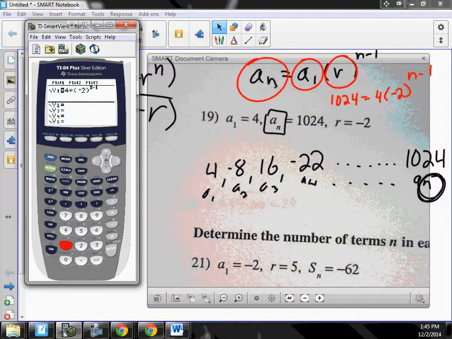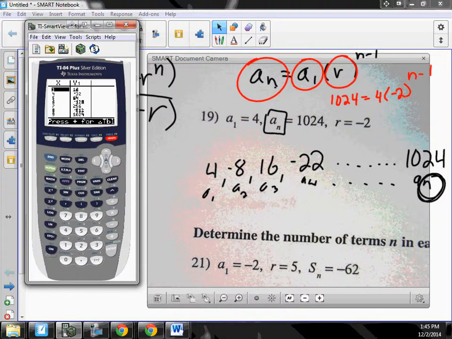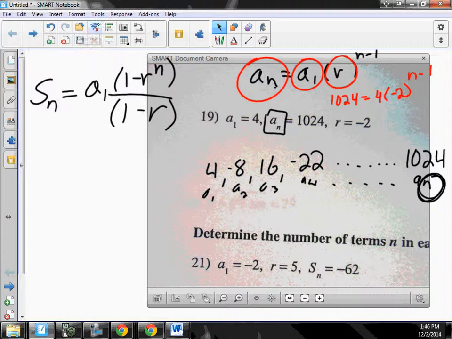Now when I go into my table, what am I looking for? I'm looking for 1024, which is n equals 9. So the 9th term in this sequence is 1024. Does that answer the problem? What is the question asking for? It wants the sum. Do I know the sum?